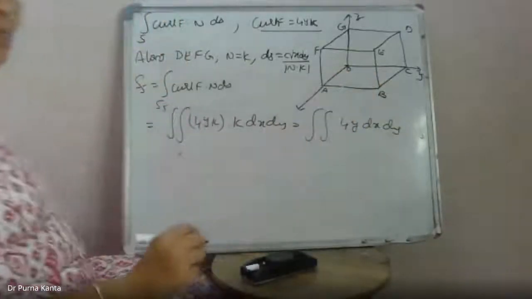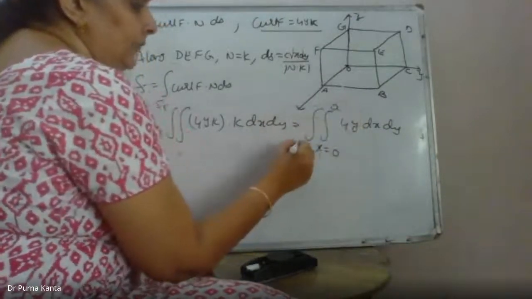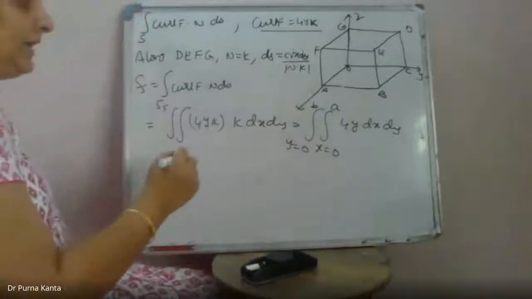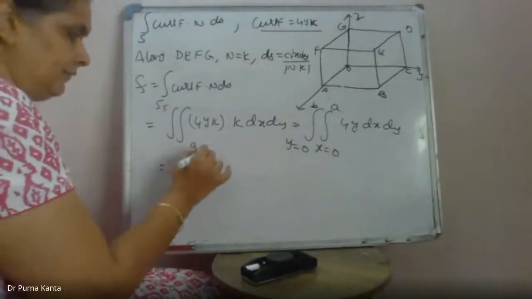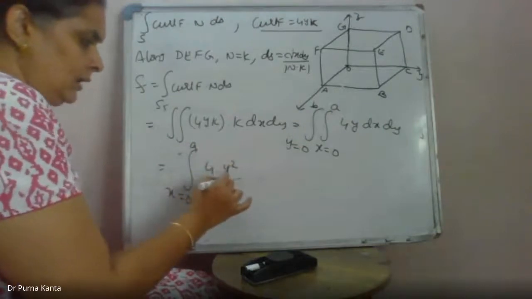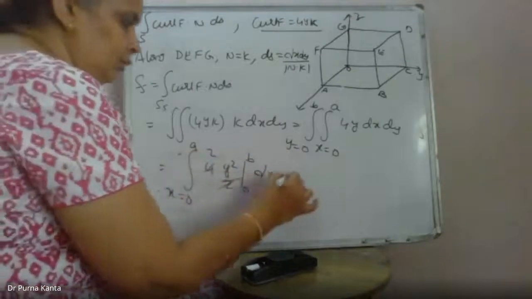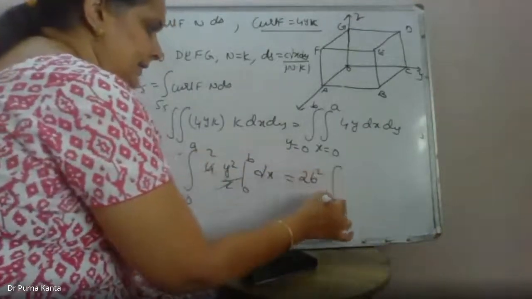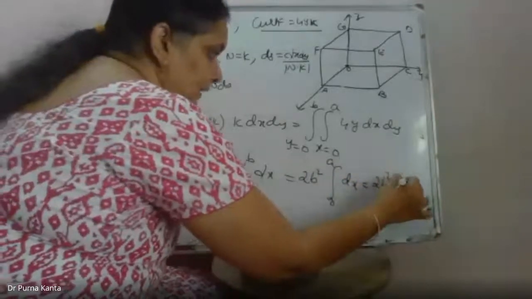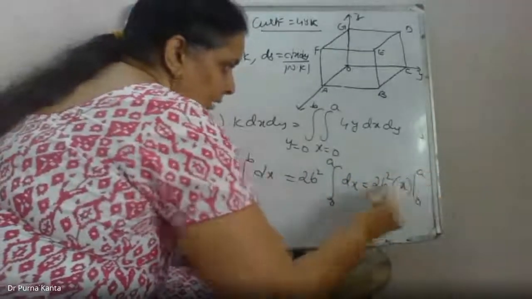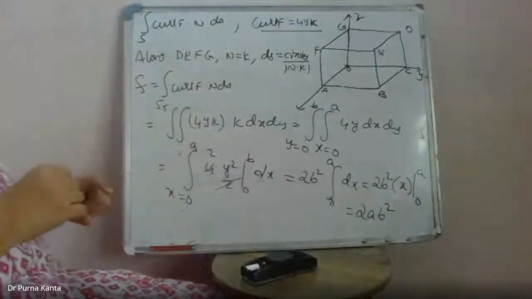So we'll integrate. What will be the x and y limits here? x is given from 0 to a. y is given from 0 to b. So the integral of x from 0 to a. First we'll calculate with respect to y: 4 into y square by 2, 0 to b, dx. So 2b square is constant, integral 0 to a dx. 2b square into the integral of dx is x between the limits 0 to a, which is equal to 2ab square. See whether you got the value of S5 as 2ab square.